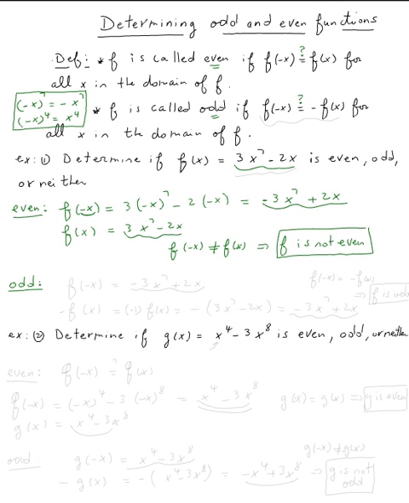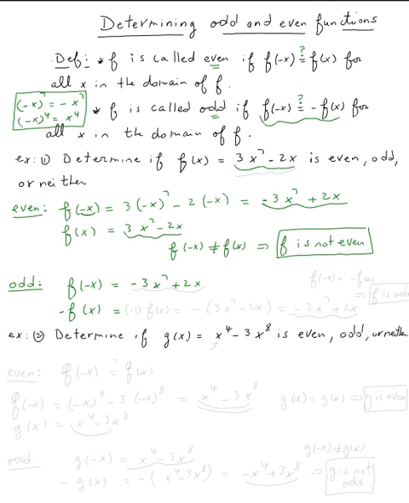Now let's check for odd. This time I need to find f of negative x, and I need to find minus f of x, and I need to compare them. This is what I'm doing right here. F of negative x, we just did it. It's right here. It's minus 3x^7 plus 2x.